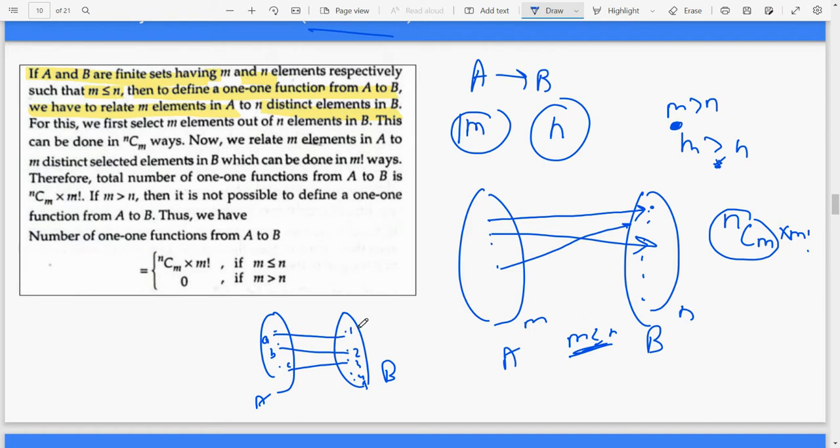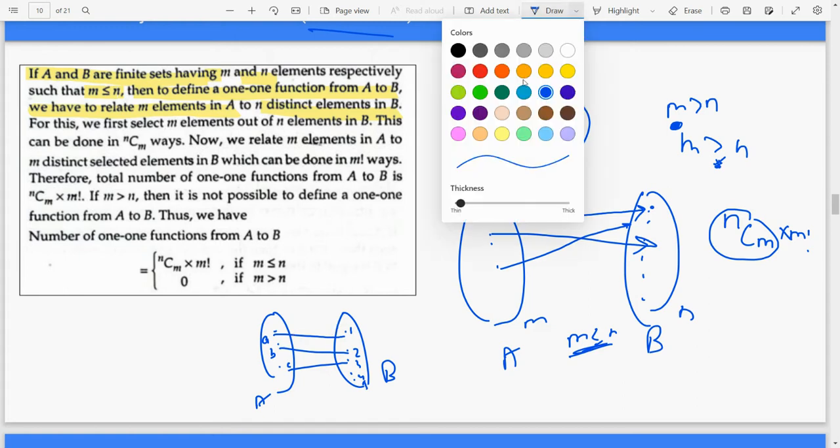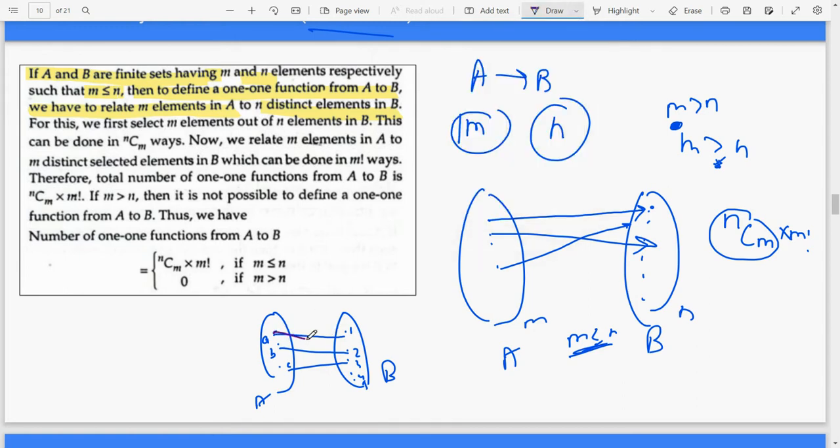But for these three elements, you can also find some other permutation. Maybe A goes to 2, B goes to 1, and C goes to 3. So this is another combination out of these three chosen elements. So obviously the total number of one-one functions is going to be nCm into m factorial, if m is less than or equal to n.